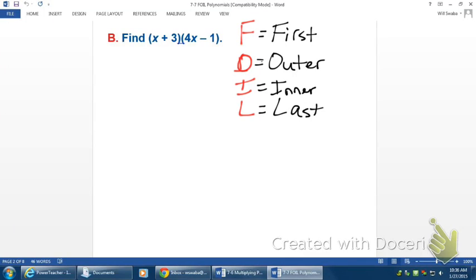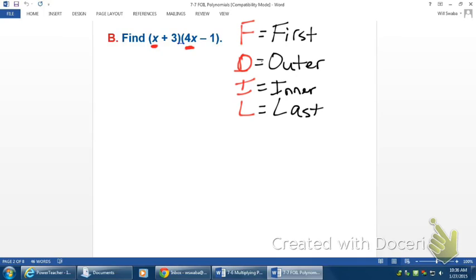Let me explain this. Now, the F stands for first. And in this case, when you have two binomials, two terms and two terms, you're going to multiply the first terms by each other. So in this case, what are my first terms? I have an x. We know that's first. My other first term would be considered 4x because they are the first terms in each binomial.